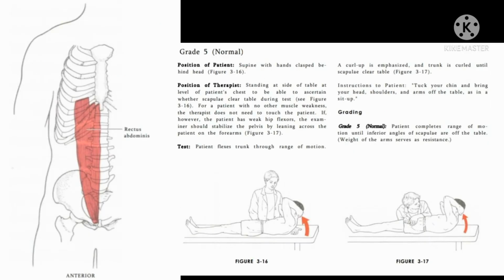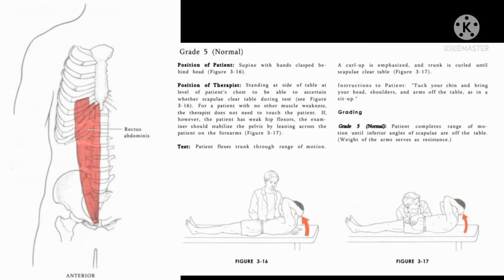Trunk flexion. Muscle responsible is rectus abdominis. Patient position: supine with hands clasped behind the head. Therapist position: standing at the side of the table at the patient's chest level. If the patient has weak hip flexors, the examiner should stabilize the pelvis.